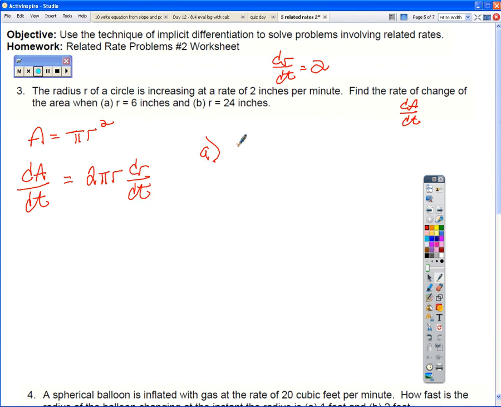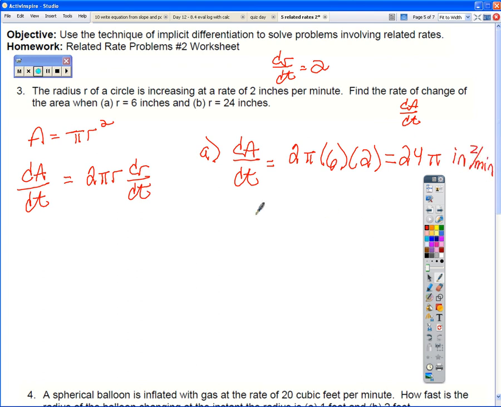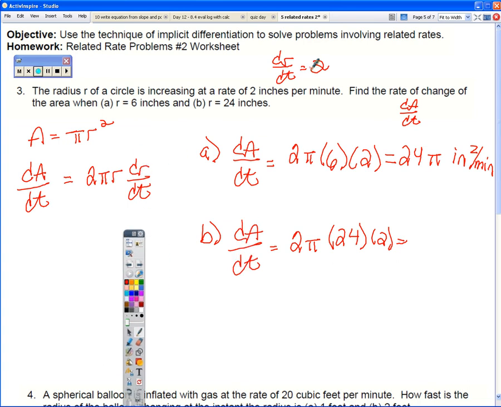So for part A, I'm going to plug in what we know. Now for A, the radius is 6, changing at a rate of 2 inches per minute. So when I multiply those, I get 24 pi inches squared per minute. In part B, I'm going to fill in. In this case, the radius is 24. The rate of change of the radius is still 2. So that equals 96 pi inches squared per minute.